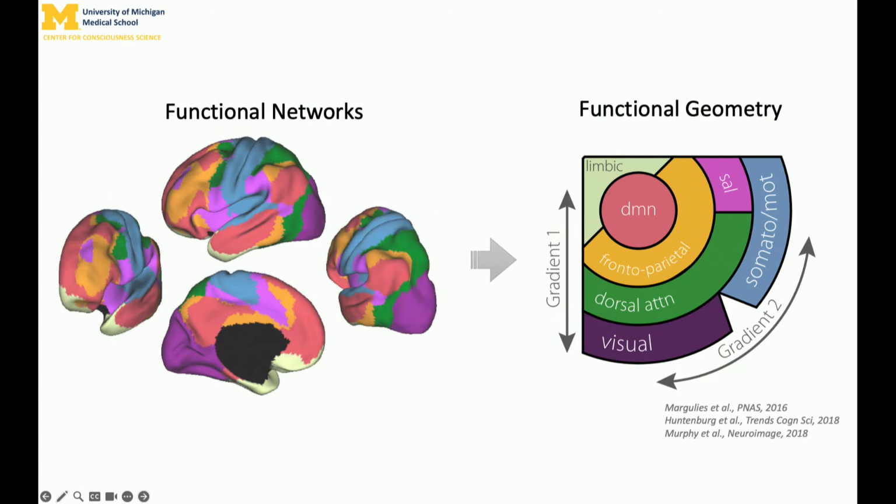How can we gain a deeper understanding of these networks? Recent advancements in neuroimaging have introduced a novel approach that reveals overarching principles, shifting the view from the brain's functional networks to functional geometry. So in my following presentation, I will elaborate on the concepts of functional geometry and discuss their roles in consciousness.